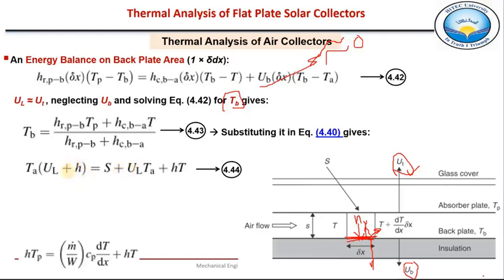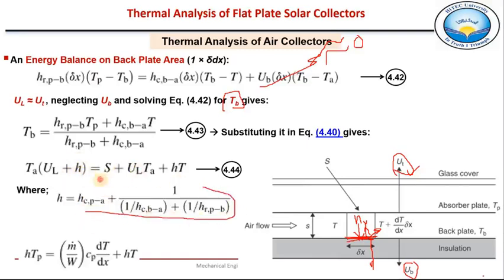So here in this equation, this H is actually this term, where HCPA is convection heat transfer from plate to air. HCBA is convection heat transfer from the back plate to air. No, it's not ambient, it's air. And this third one is radiative heat transfer from plate to back plate, right?